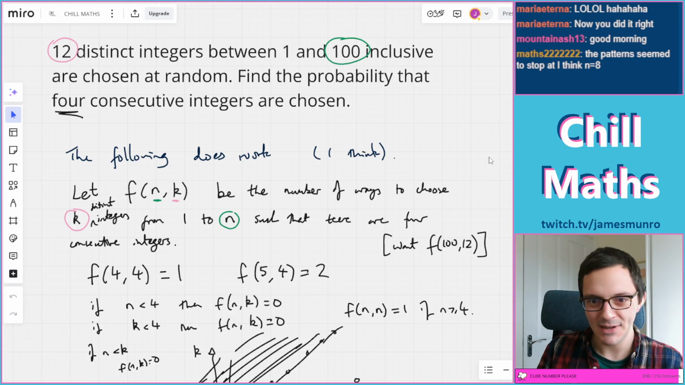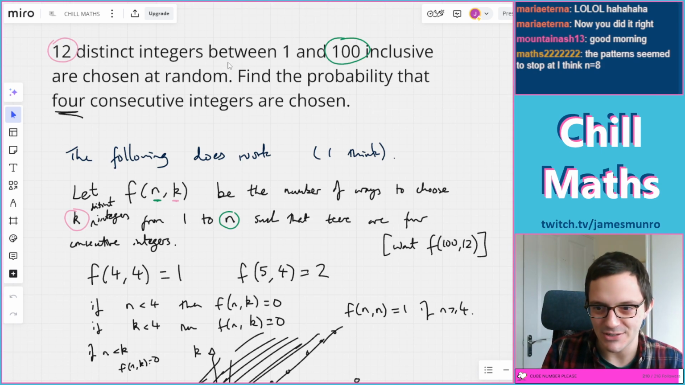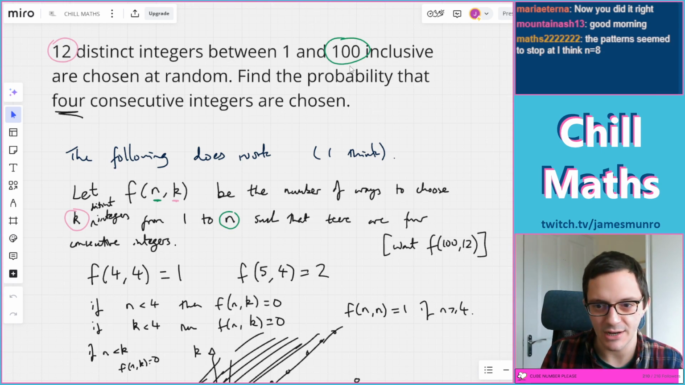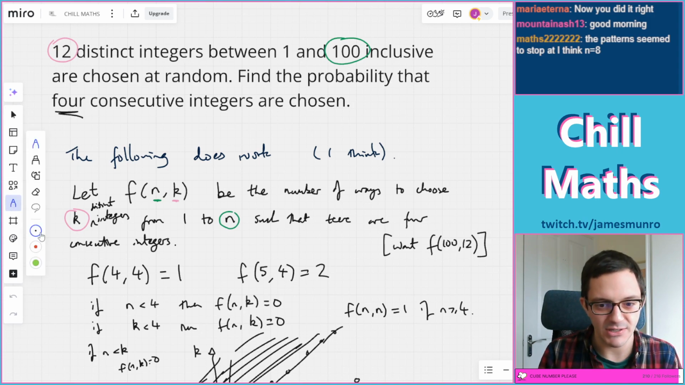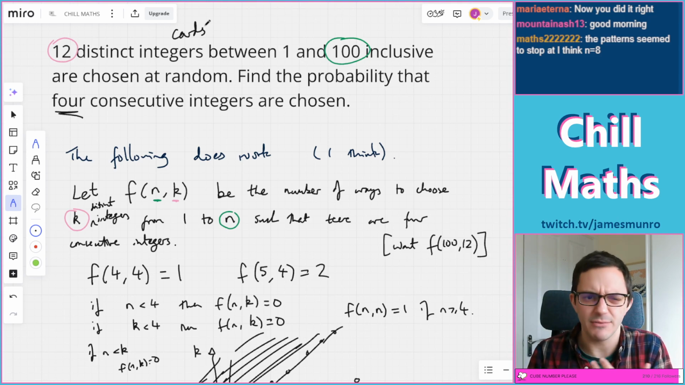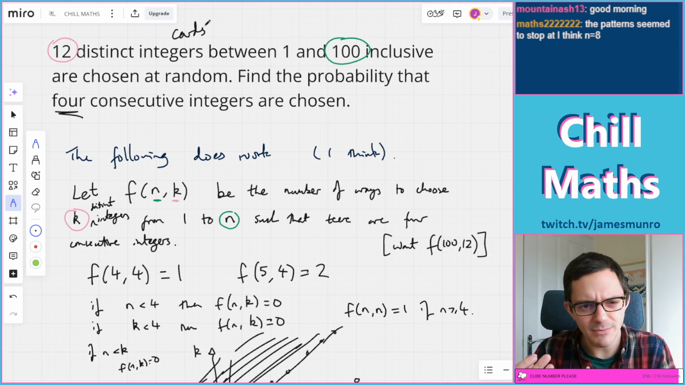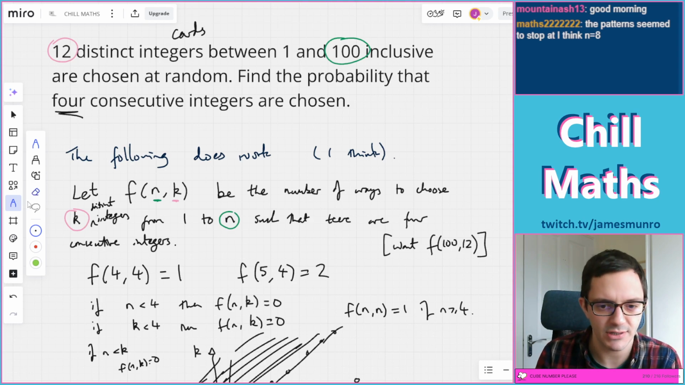what the answer is. So we're choosing 12 integers from 1 to 100. I might refer to these as cards because the original version of this problem has these as drawing cards from a deck, but I don't really want to think about card games too much, but I might say cards just to mix it up.